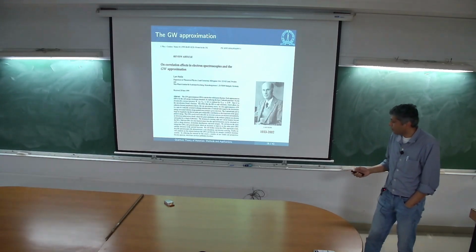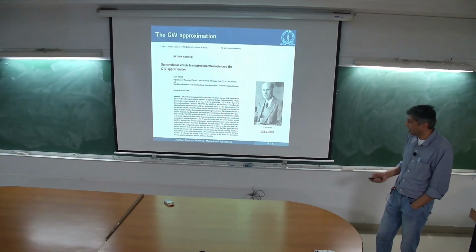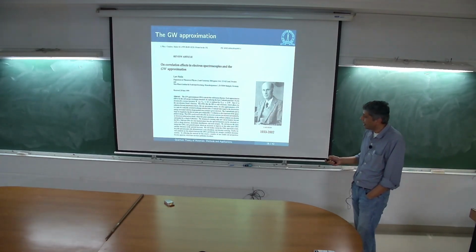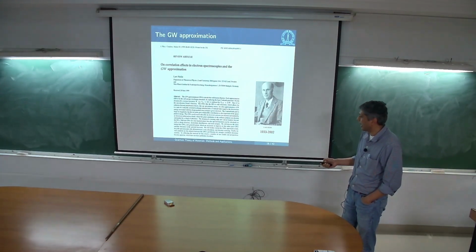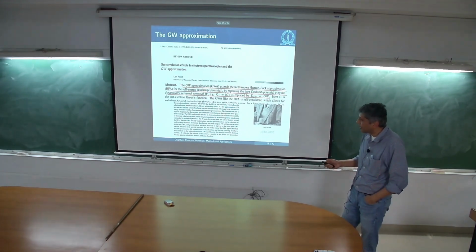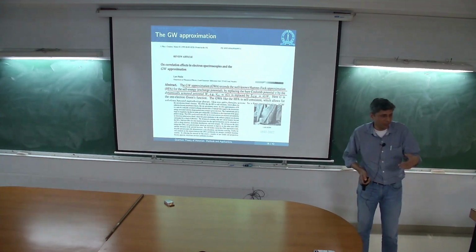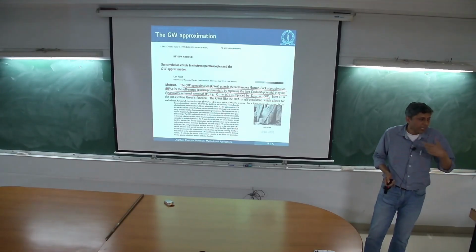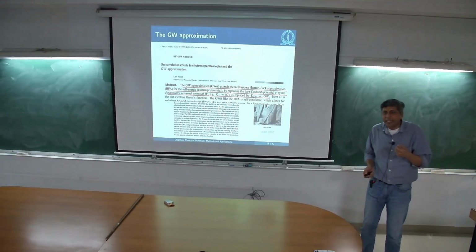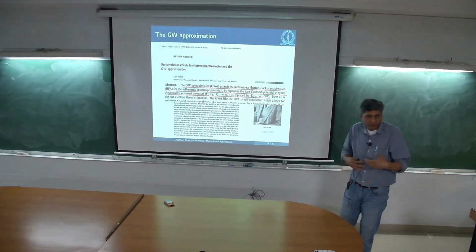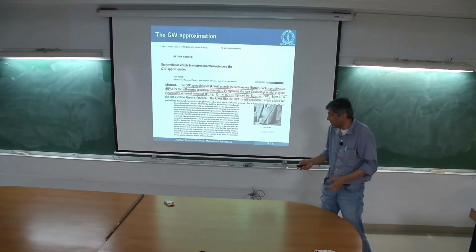I think this was probably the last review paper he wrote before he passed away, and essentially he summarized the idea. And the idea is very clearly summarized here. This is called the GW approximation. So you make the approximation for the self energy in terms of GW. And the idea is you already know what Hartree-Fock is. I mean, everybody knows what Hartree-Fock is, right?